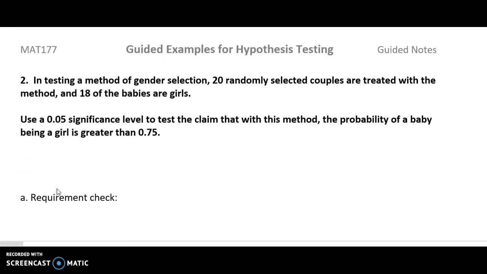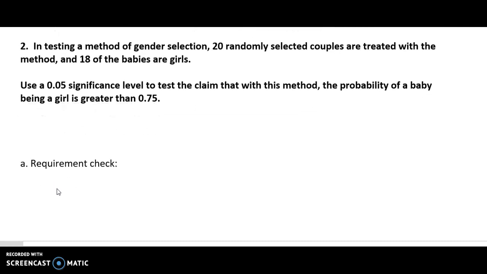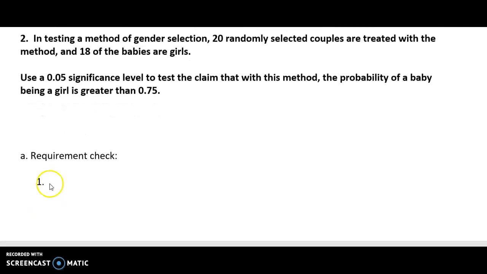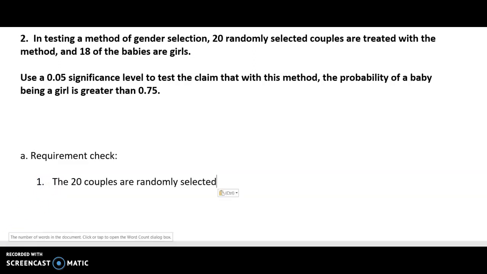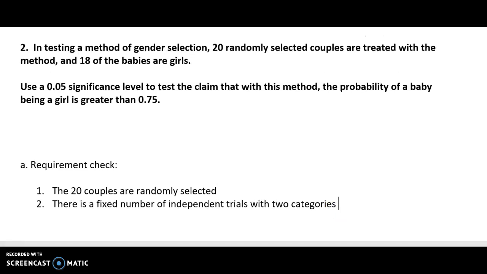Our first step that we need to complete is a requirement check. The first requirement is random selection, and we can say that the couples are randomly selected. The next requirement is that there's a fixed number of independent trials with two categories. The two categories would be that the babies could be a boy or a girl.